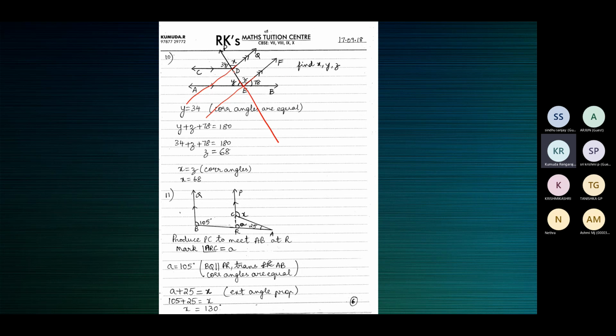So see here, these are the parallel lines. You can see the double arrows here, double arrows here. These two lines are parallel. You can see the double arrows, and this one is a transversal.